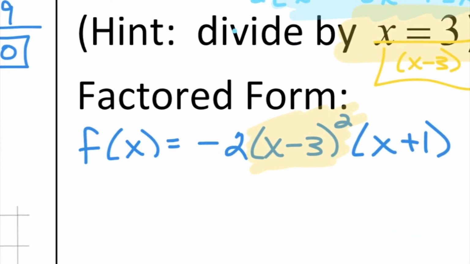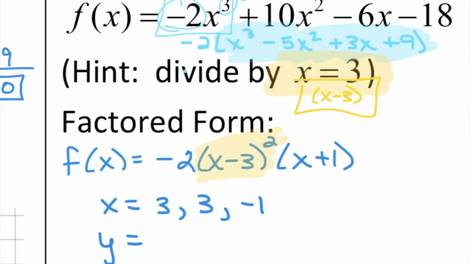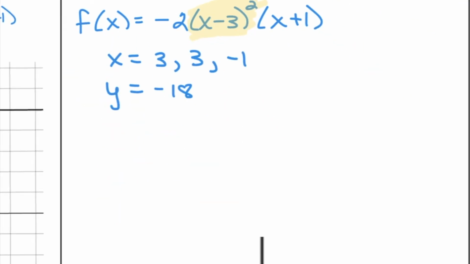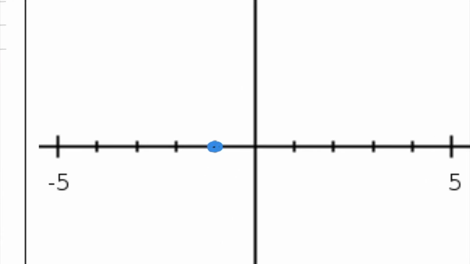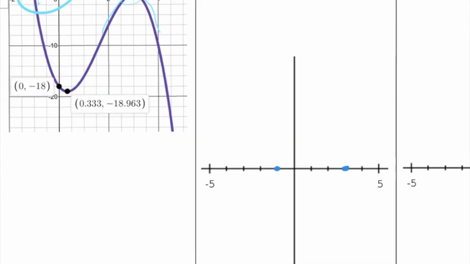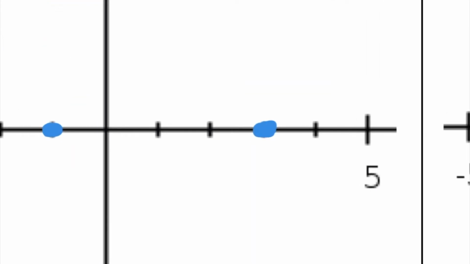So the other thing that I want you to identify is that the x-intercepts are +3, +3, and -1, and the y-intercept over here is -18, which is difficult to draw accurately. But let's start with here. We know we have a root at -1. We know we have a double root at +3, and the behavior here is that the graph goes down on either side of it.